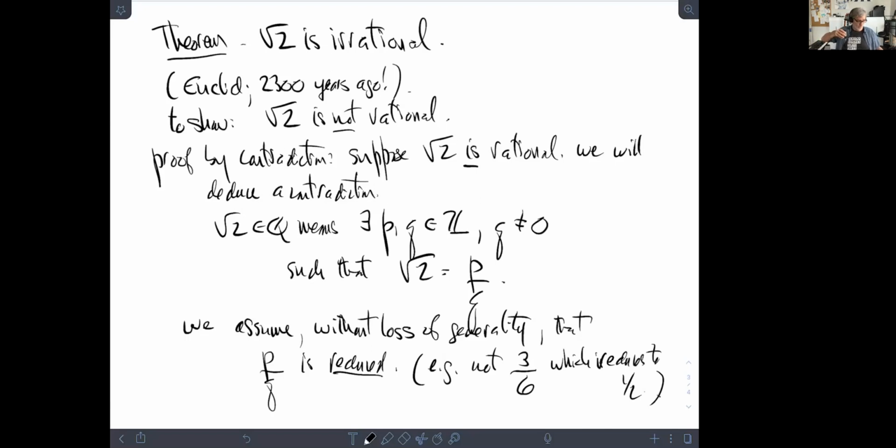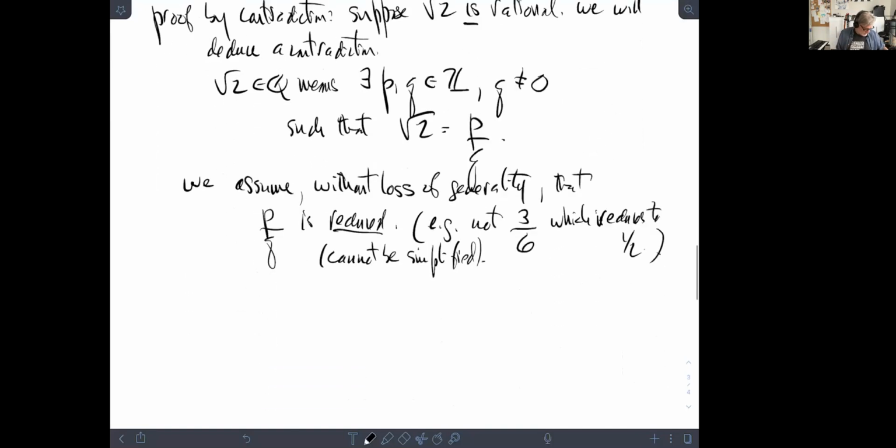Yeah. All right. So if root 2 can be written as a fraction, I can certainly write it as a reduced fraction. You write it as a fraction, you reduce it, eventually you'll get p and q. What does it mean? It means p and q don't have any common factors. I can't simplify, it cannot be simplified. Okay, great.